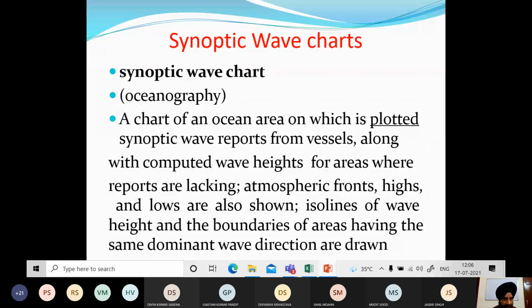Now there is another called the synoptic wave chart. A chart of an ocean area on which are plotted synoptic wave reports from the vessels along with computed wave heights for areas where reports are lacking. So atmospheric fronts, highs, lows are also shown. Isolines of wave height, meaning lines showing similar height of waves, the same height of waves, and boundaries of areas having dominant wave direction are drawn.